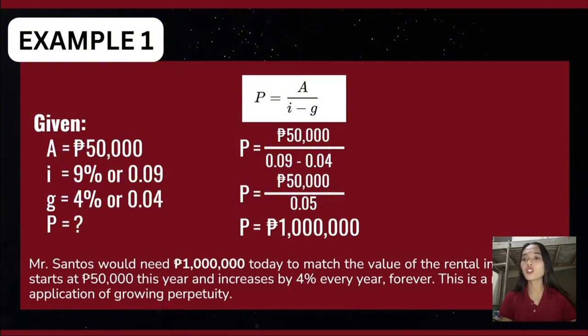So in conclusion, Mr. Santos would need 1 million pesos today to match the value of the rental income that starts at 50,000 this year and increases by 4% every year forever. So this is the real estate application of growing perpetuity. I have here a second example.